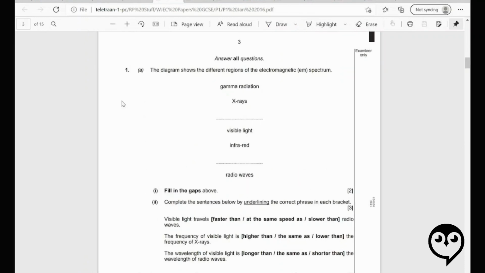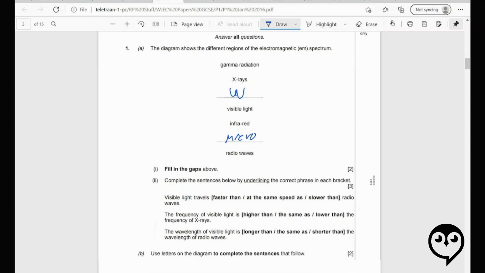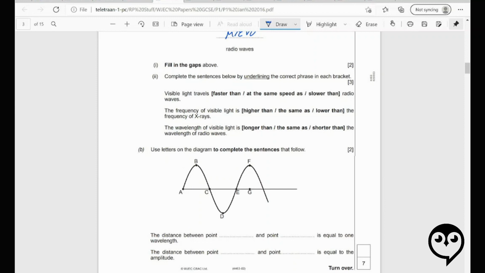Moving on to the WJEC papers, this is January 2006, paper 1. Just fill in the EM spectrum. I mean, these are very straightforward, right? So this is UV and this is micro. Maybe write the whole words in. Underlining the correct phrase: visible light travels at the same speed as radio waves. The frequency of visible light is lower than X-rays, and its wavelength is shorter than radio waves.